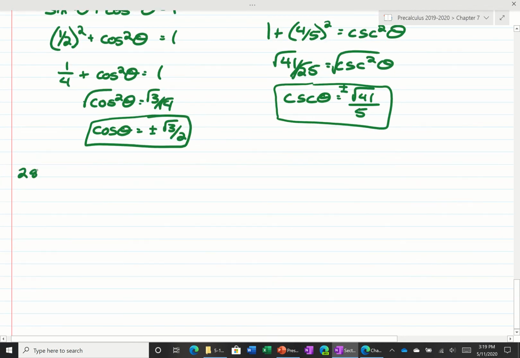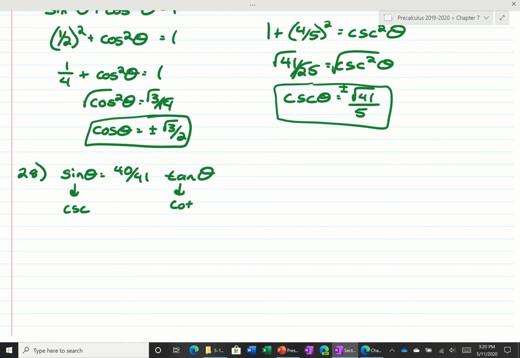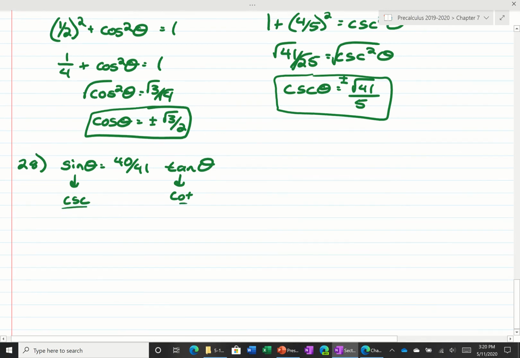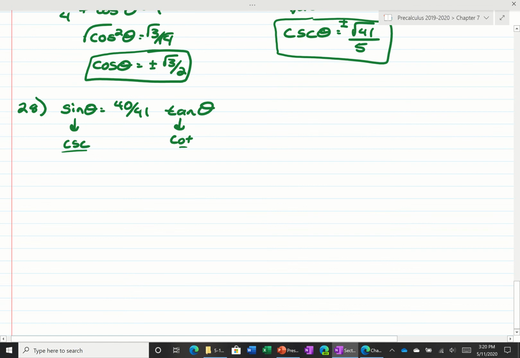Number 28. It says if sine of theta is 40 over 41, find tangent of theta. Well, sine I can convert to cosecant, and tangent I can convert to cotangent. So the question is, do we have any formula that easily goes between any of those? And we do. We just use the formula for cosecant and cotangent, so we'll do the same thing here. I know that 1 plus the cotangent squared of theta is equal to cosecant squared of theta.